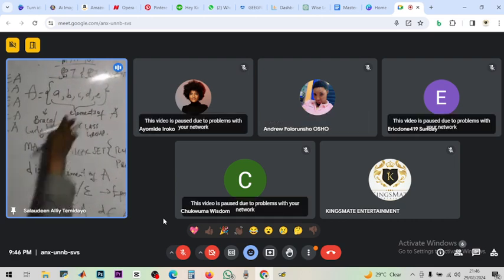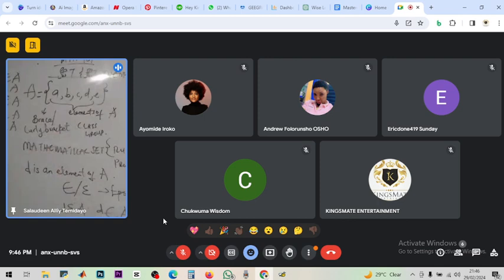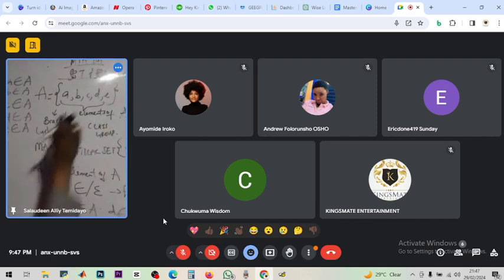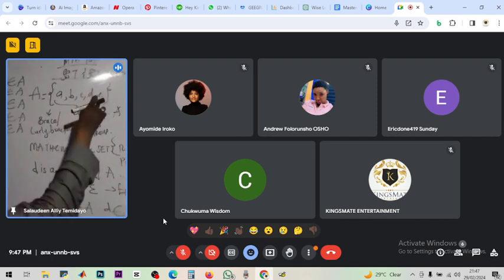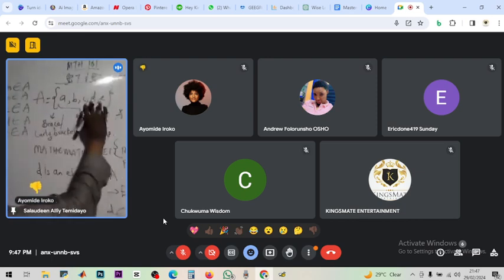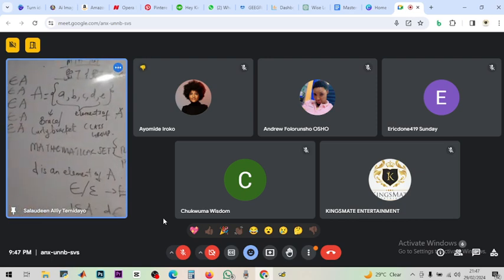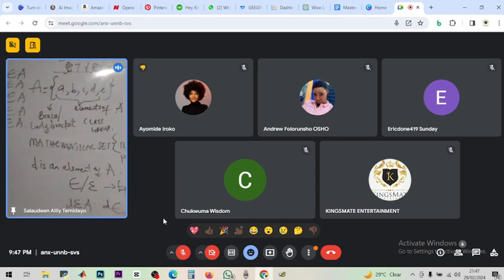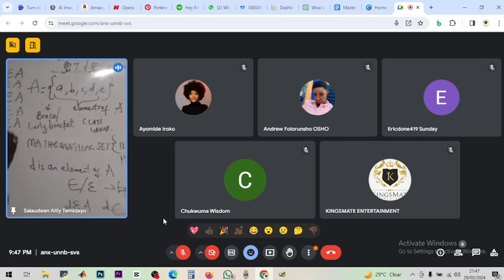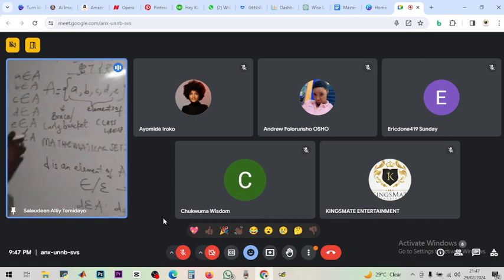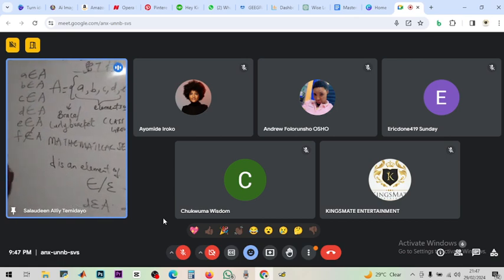Since F is not there, is it possible for me to say A is an element of set A? No, no, no. F is not there. If F was here, I would say F is an element of set A. But there is no F, meaning F is not an element of set A. So this is how we denote that: I cancel the epsilon. F is not an element of set A.